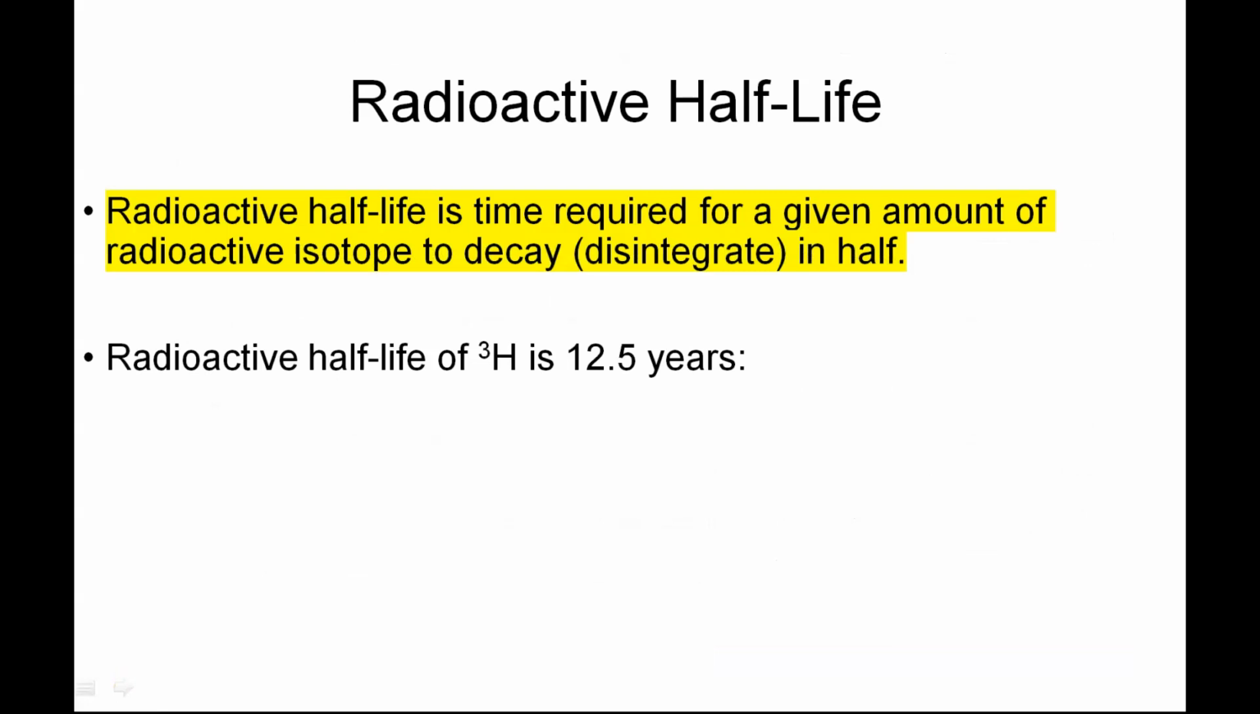Very well, so let's summarize what we know about radioactive half-life. Radioactive half-life is the time required for a given amount of radioactive isotope to decay or disintegrate in half. All right? A period of time required for a given amount of radioactive isotope to decay in half. And different elements will have different half-lives. So, for example, the radioactive half-life of hydrogen-3 is 12.5 years.